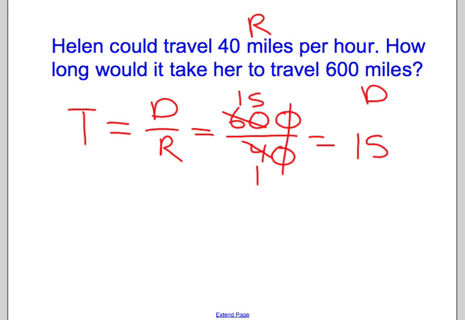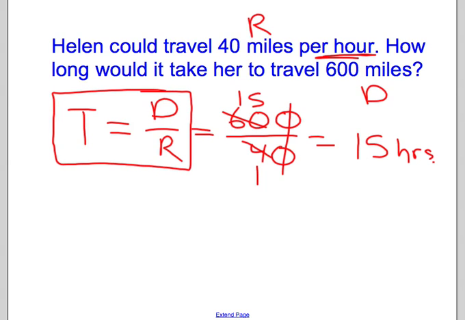And then do label this. How long would it take? It was in hours, so 15 hours. It's a very simple process, real basic. If you'll get these formulas for time, rate, and distance memorized, or at least have them accessible to you in your notes, and look back for them. Because all you have to do then is just plug in the two values you're given, whether it be rate, time, or distance.